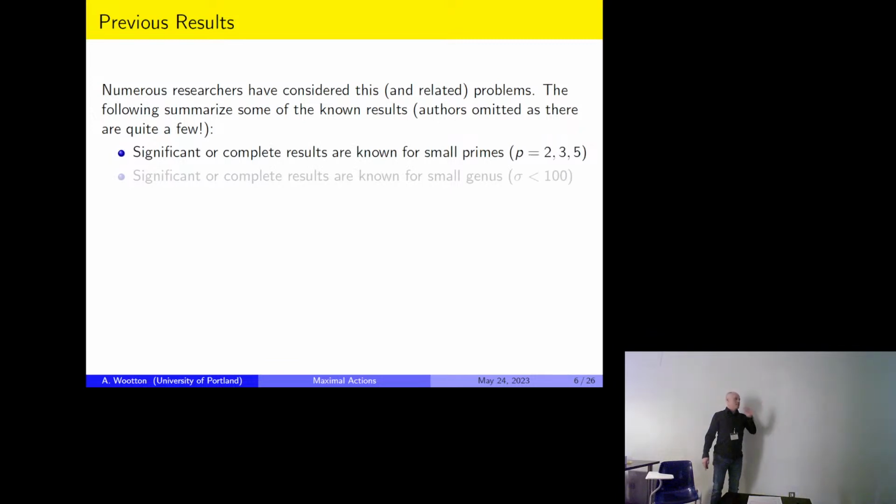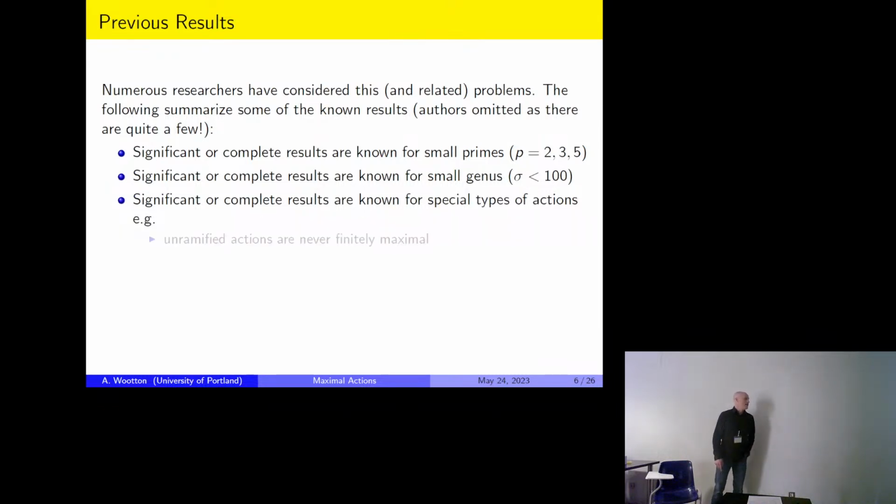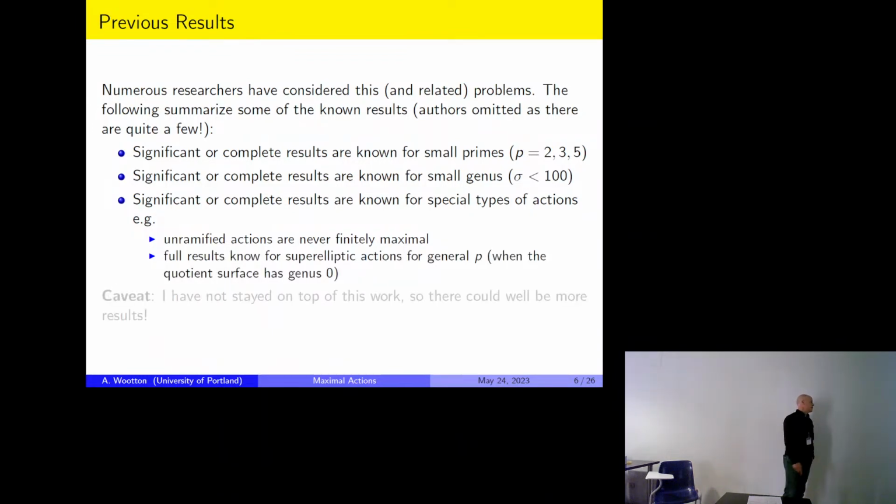There are significant or complete results known for small primes, significant or complete results known for small genus, so 100 or less, and then for special types of families as well. So for example, unramified actions are never finitely maximal. They always are contained in some finite supergroup. And for superelliptic actions, this is where the quotient has genus 0, quite a lot is known about these as well.